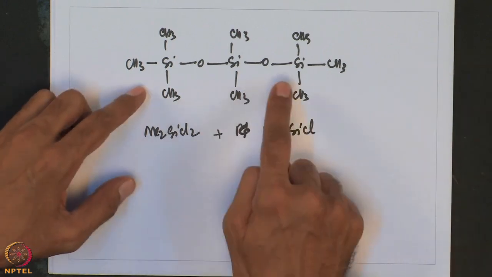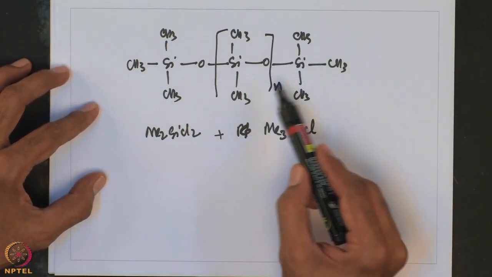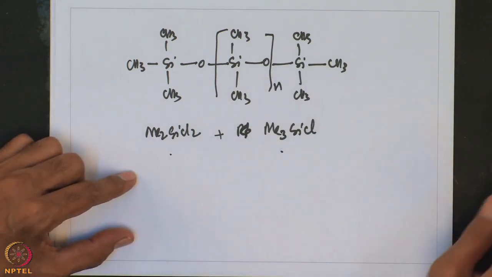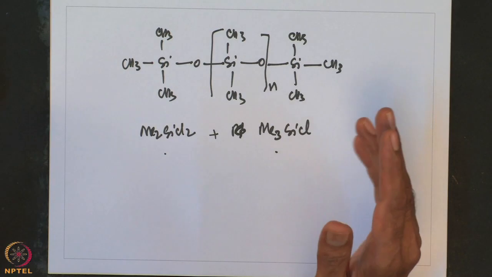So, that means the chain length, this n, depends on the ratio of this one as well as this one, and that way one can grow a polymer of desired chain length. So, silicones are robust materials resistant to high temperatures and hydrolysis, and also find a range of applications including lubricants, sealants, hydraulic oils, cosmetics, car and furniture polishes, medical implants, and also in contact lenses.